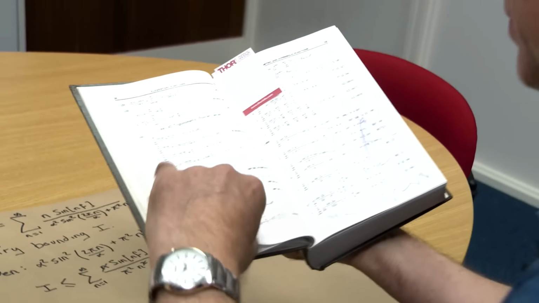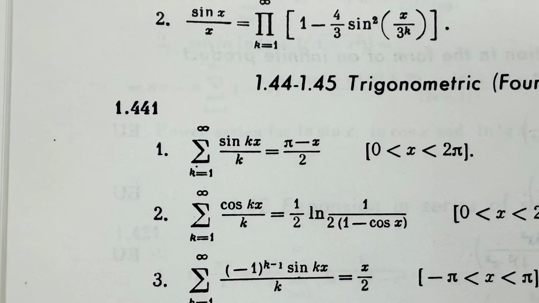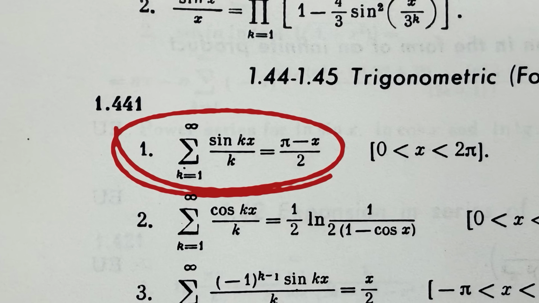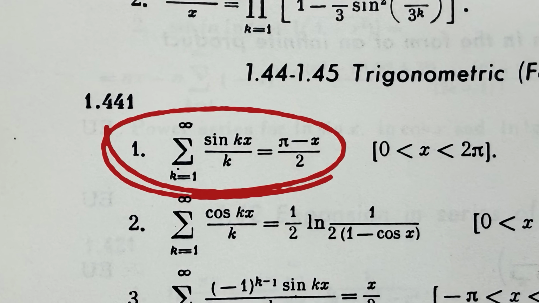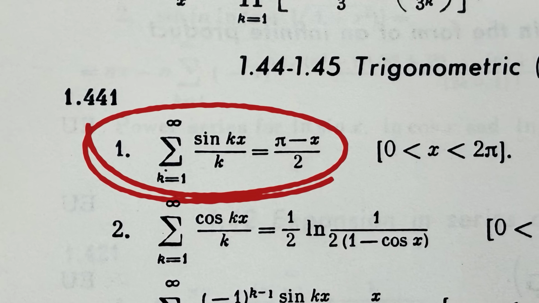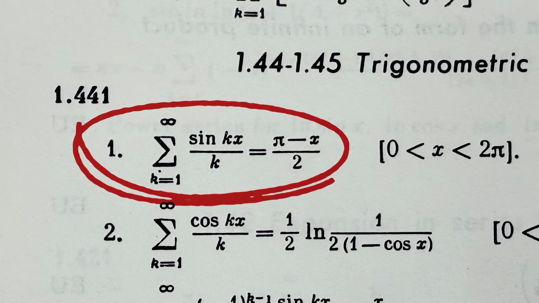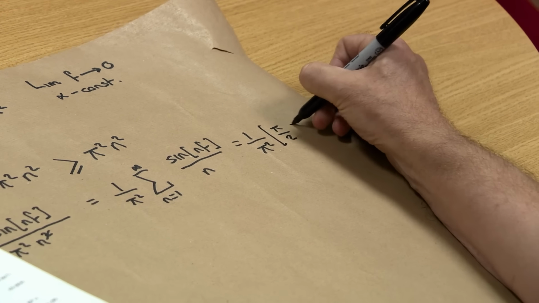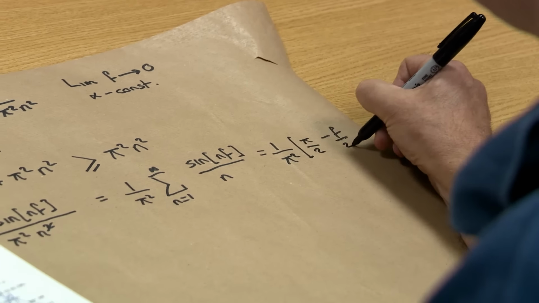So in here are integrals, but there are some sums. And one of the sums, so you just get together by 1, is there. Do you see what I want? I want sine nf over n. Well, this is sine kx over k. It's exactly the same thing. So this turns out to be 1 over pi squared times pi over 2 minus f over 2. Okay, that's what that sum is.